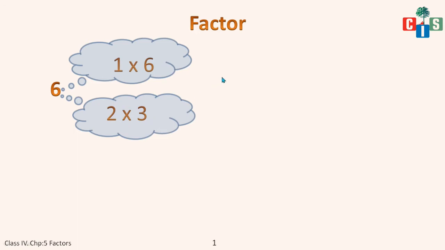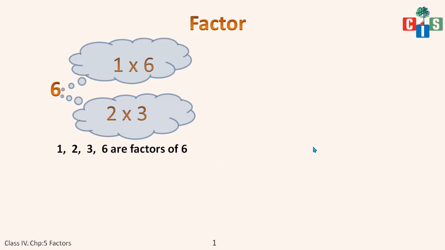Let's check if 4 is a factor. Will 6 come in the table of 4? No. Will 6 come in the table of 5? No. So 4 and 5 are not the factors of 6, and only 1, 2, 3, 6 are the factors of 6.